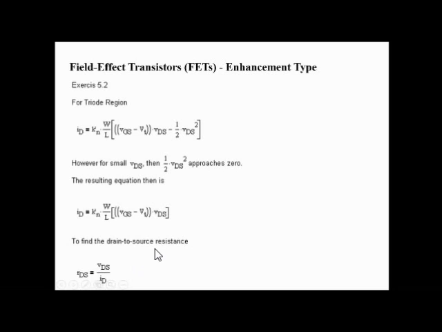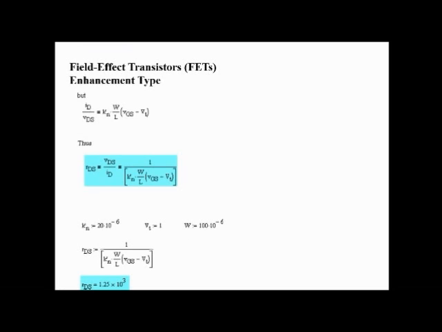This RDS, drain to source resistance, is given as VDS by ID. Now we can replace VDS by ID as 1 by Kn W by L (VGS minus VT). As we have seen from the previous equations, VDS by ID can be replaced in this manner. Now by knowing the values of Kn, VT, W, L and VGS, you can easily calculate the value of RDS. Just put in the formula and get the answer for these types of questions.